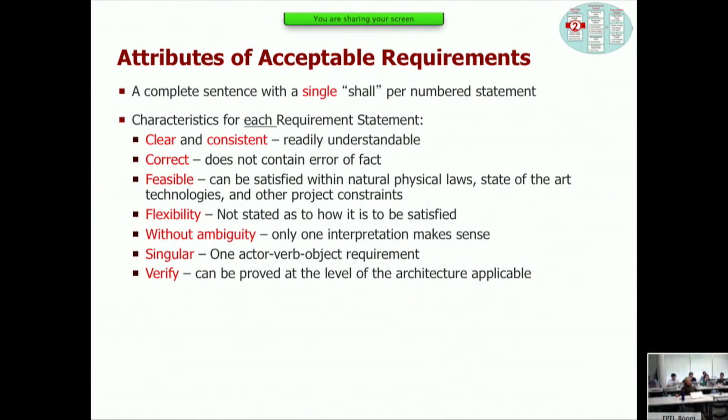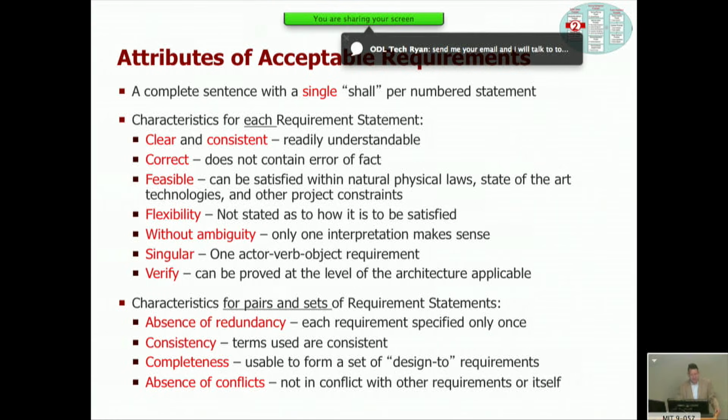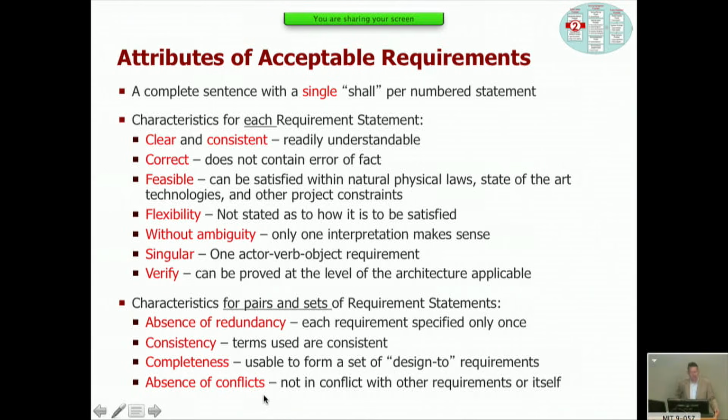Okay, so all this is a pretty long list, and this applies to single requirements. Then, and this is really important, there's a set of characteristics that we want to see when you look at sets of requirements, groups of requirements. Absence of redundancy: each requirement is specified only once. Redundancy can be good in system design, but not in the requirements. Consistency in using terms. Completeness, which basically means not missing key requirements. And then the absence of conflicts.